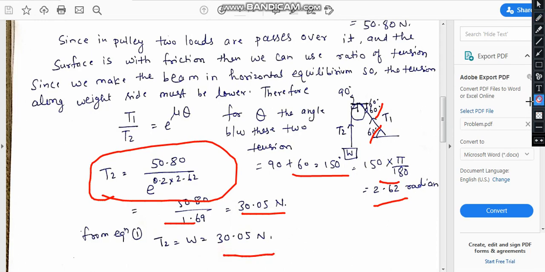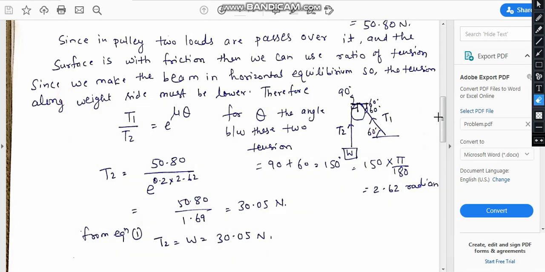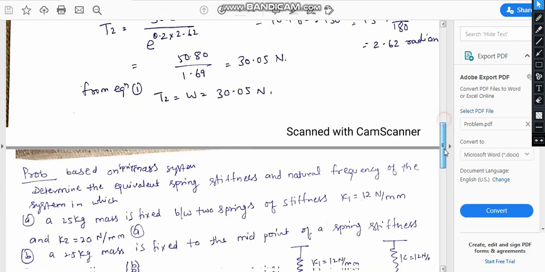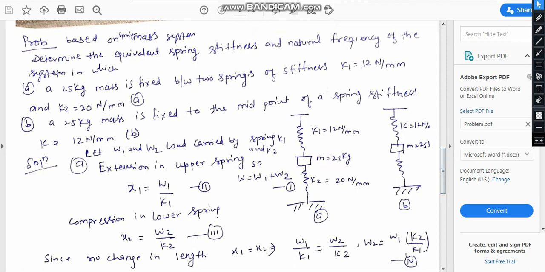Now the next question, which has two parts: determine the equivalent stiffness and natural frequency of the system. In the first part, this 25 kg mass is fixed between these two springs. In the second part, this 25 kg mass is fixed at the mid of a single spring. So how can we determine the equivalent spring stiffness and natural frequency?